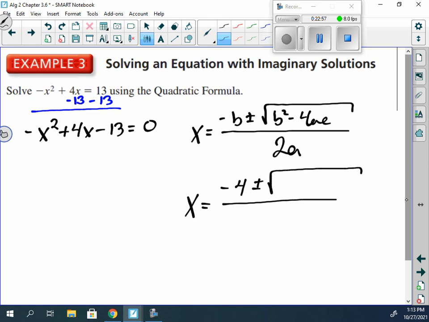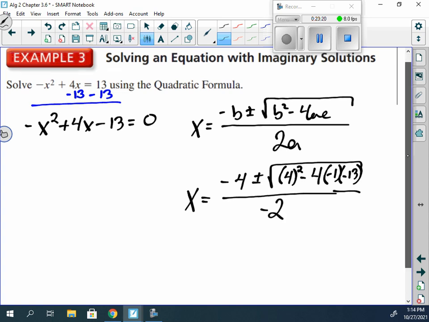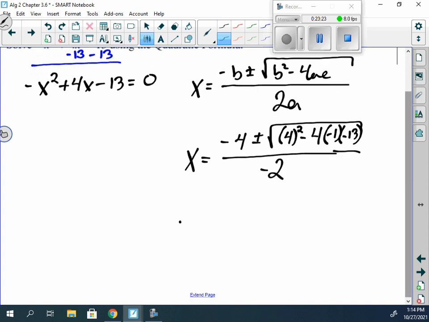Plus or minus the square root of 4 squared minus 4. Well, a is negative 1 and c is negative 13. All over 2a. Well, a we said was what? 2 times negative 1 is negative 2. Well, negative 4 is not going anywhere, negative 2 won't either.